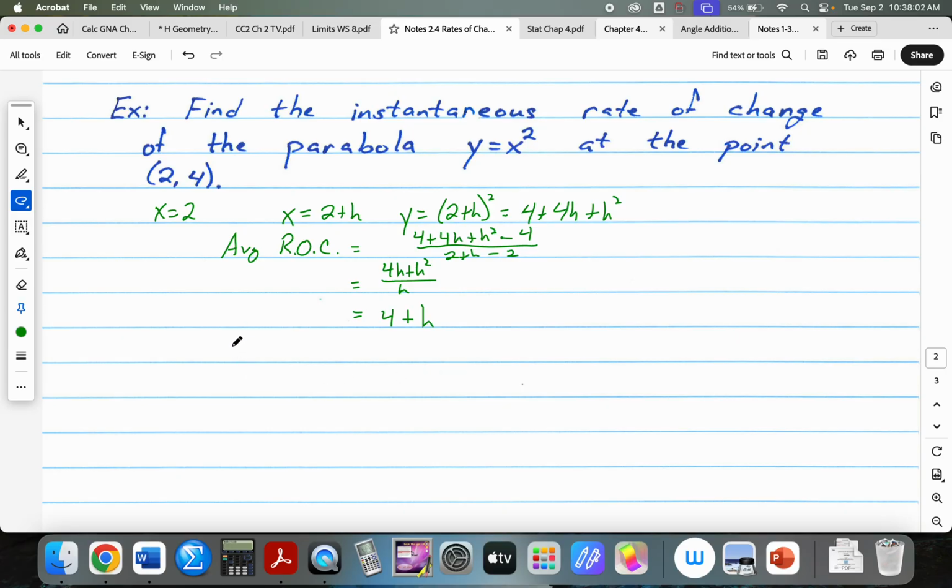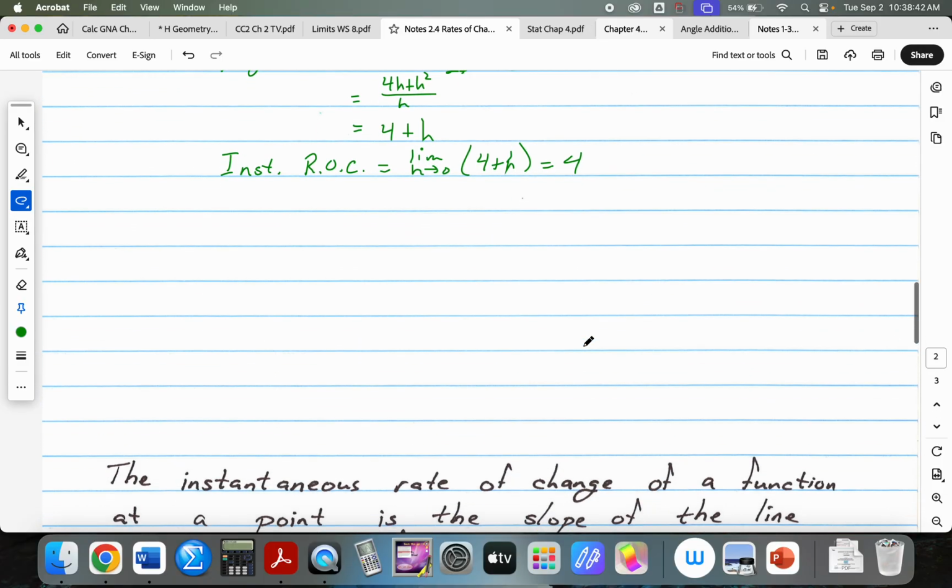But to find the instantaneous rate of change, what I'm going to do is take the limit as h goes to 0 of the average rate of change. And that's just 4. The instantaneous rate of change of that parabola at the point (2, 4) is indeed 4. Okay, we're going to go on, but we're going to come back to that idea in just a second.